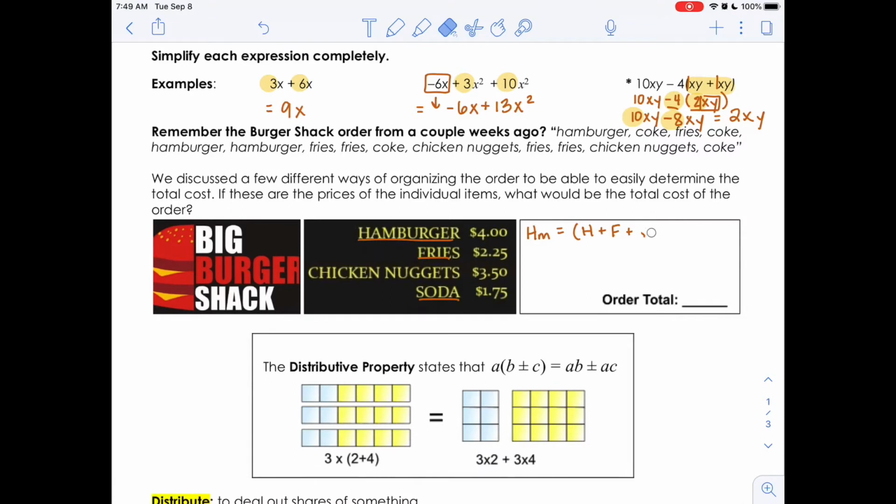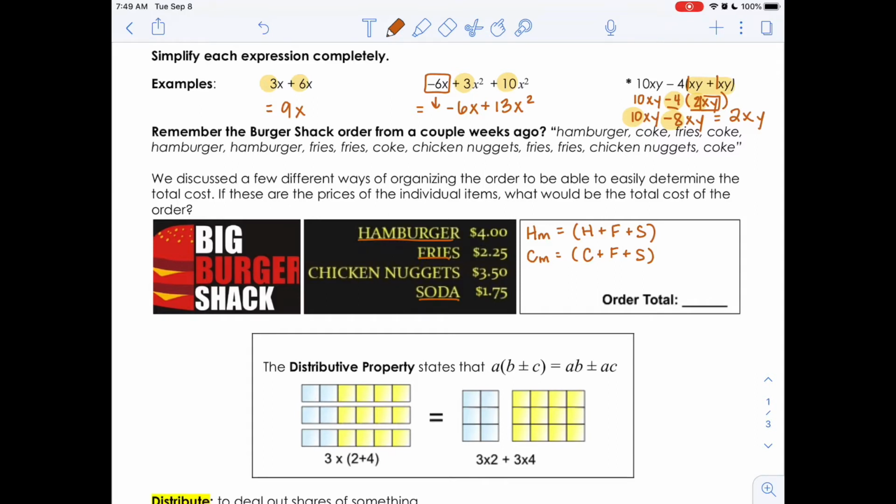But in this order, there was also a chicken meal. So CM, and a chicken meal would equal chicken plus fries plus soda. So now that we know the values of each of these things, we can write a little equation or expression to help us find the total cost.